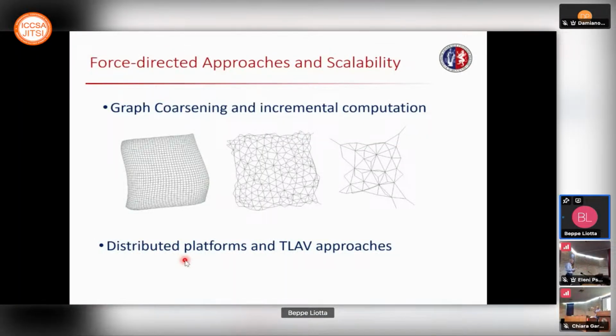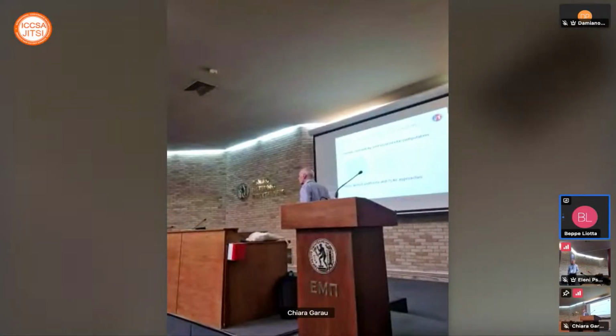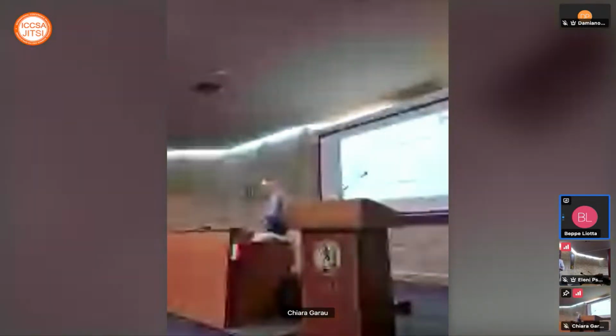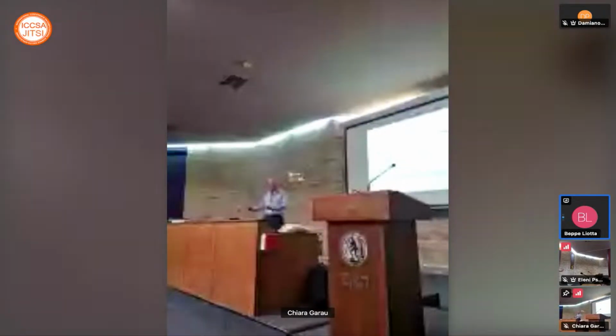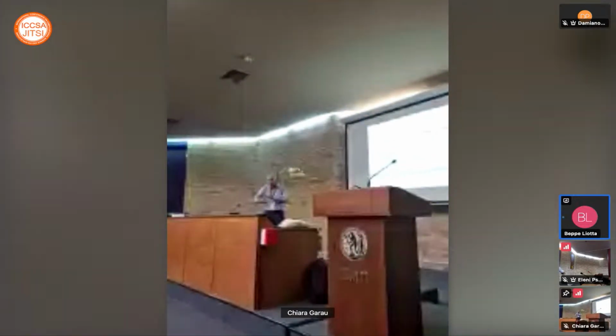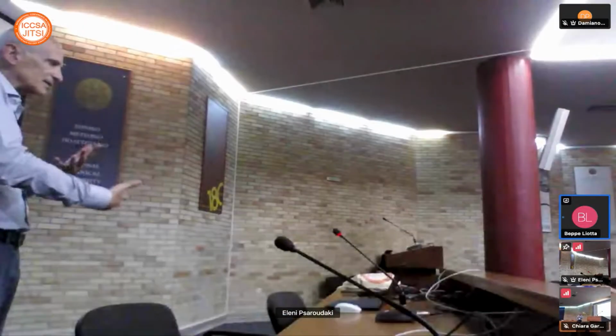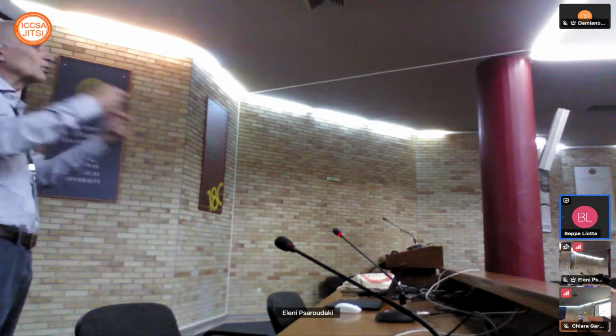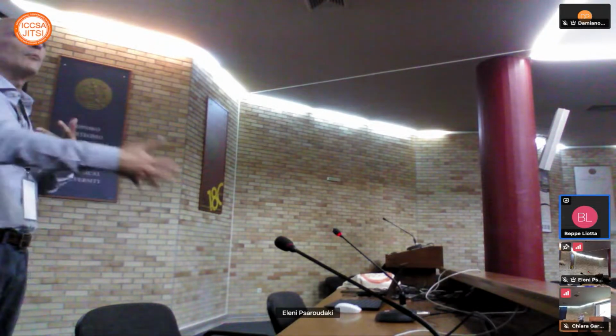For the scalability of the force-directed approaches, one approach that has been studied and is still studied is the so-called multi-scale. Multi-scale means that you coarsen your network, identifying a sparser subnetwork. You draw the sparser subnetwork, and once you've drawn it efficiently, you attach the vertices that are in the next level, the less coarse level of your network, to the drawing that you already have, and keep going like that.